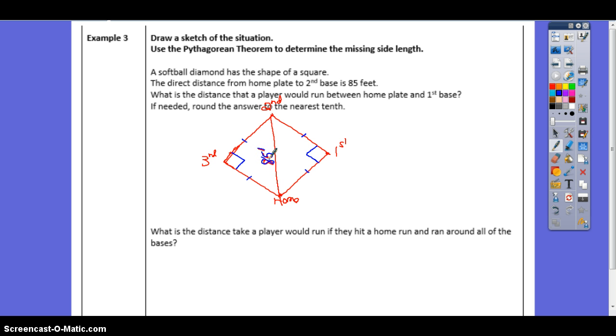So what is 85 if we were to label it A, B, or C? The 85. C. This is our C. Now, what about our A and our B? Do they tell us what those are? No, but what do we know about them? They're equal.